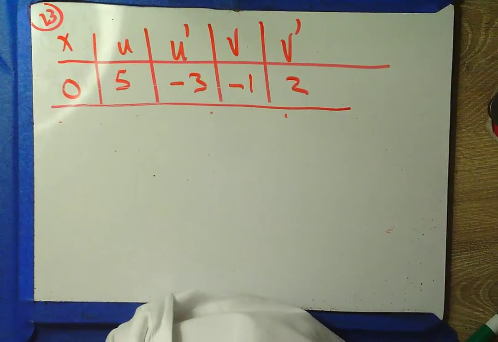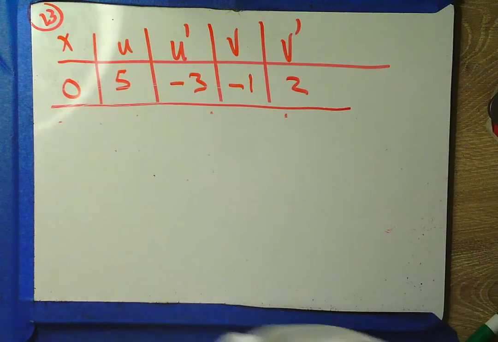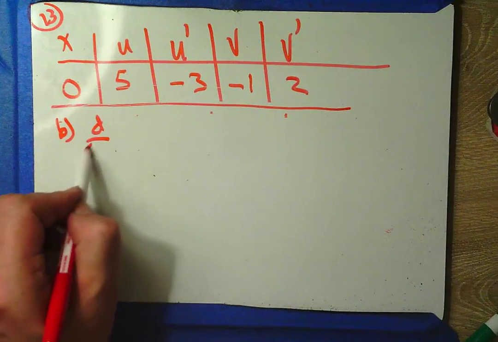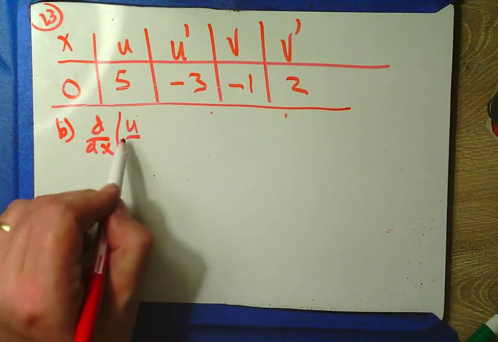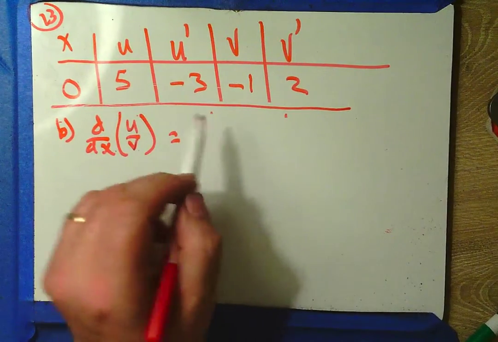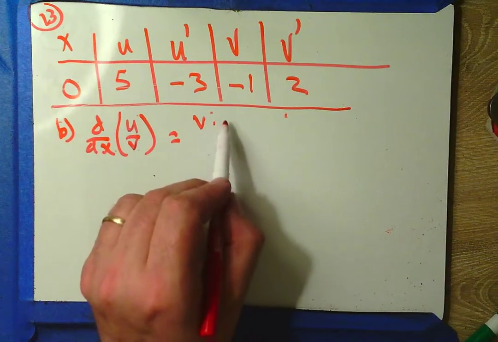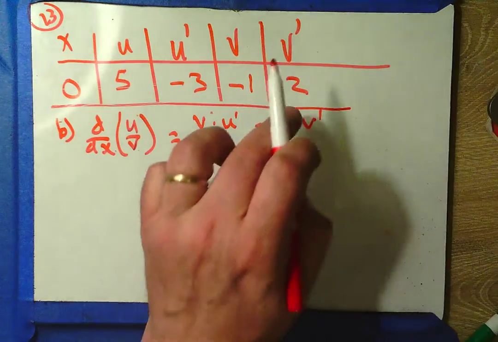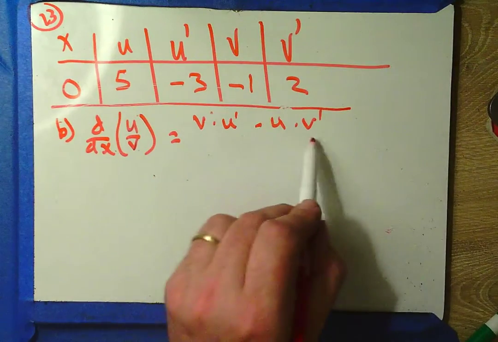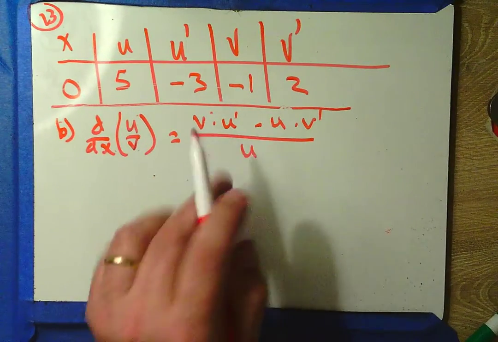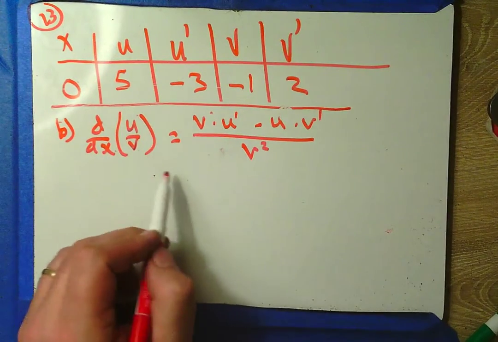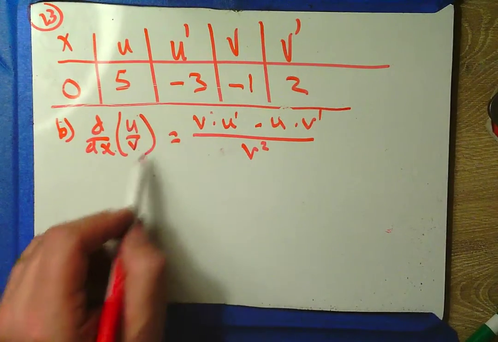B here says the derivative of u over v. How surprising. The derivative with respect to x of u over v. Well, there's the quotient rule. Low d high minus high d low all over low squared.